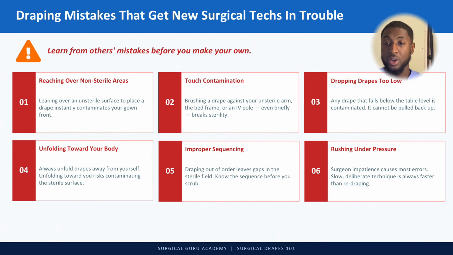Unfolding towards your body. Always unfold drapes away from yourself. Unfolding towards you risks contaminating the sterile surface. These are things that I'm going to be able to show you a lot more when I'm showing demonstrations and videos. Improper sequencing. Draping out of order leaves gaps in the sterile field. Know the sequence before you scrub.